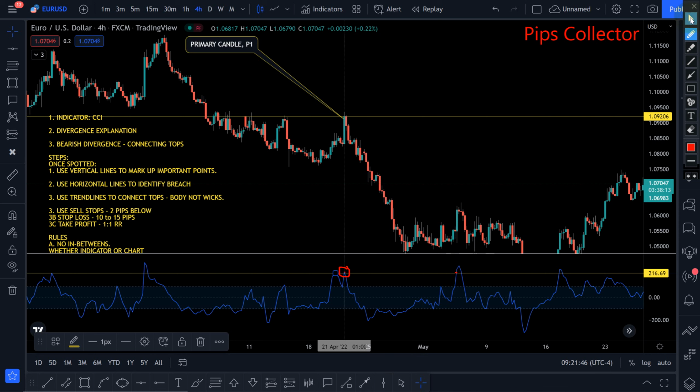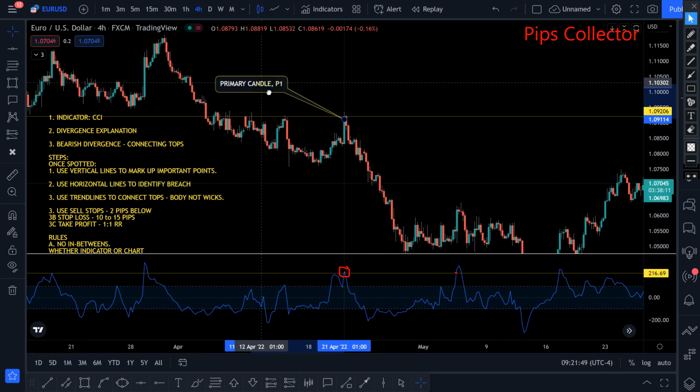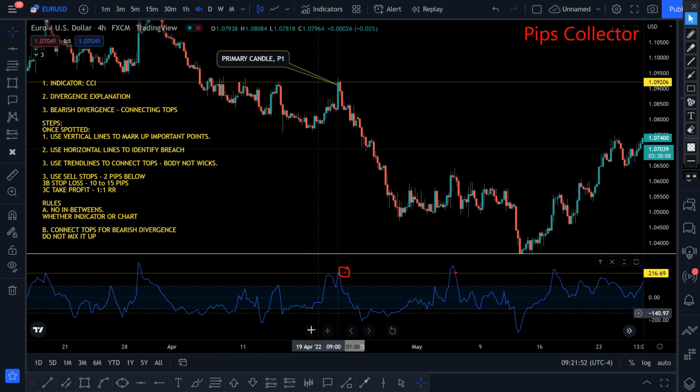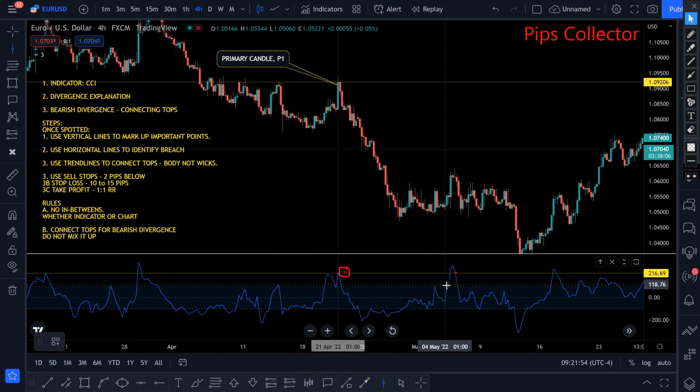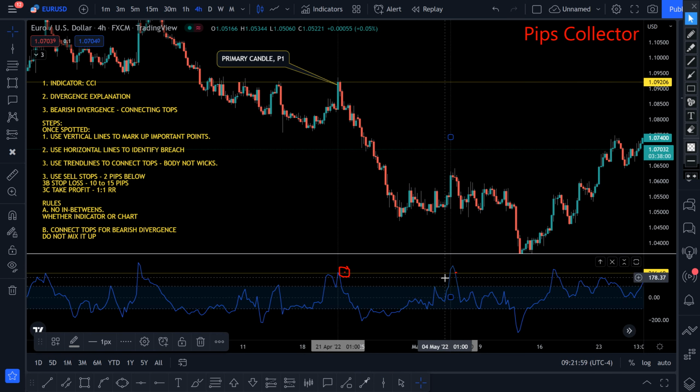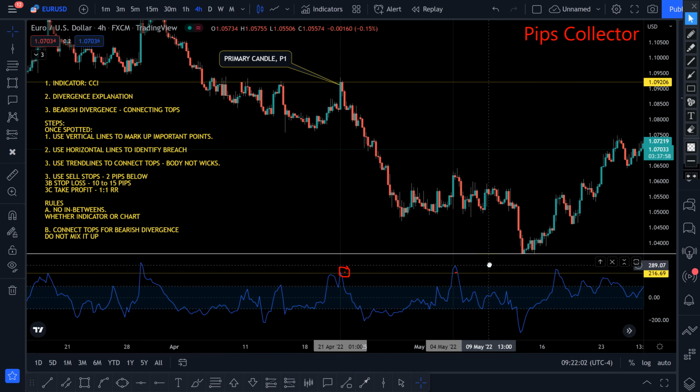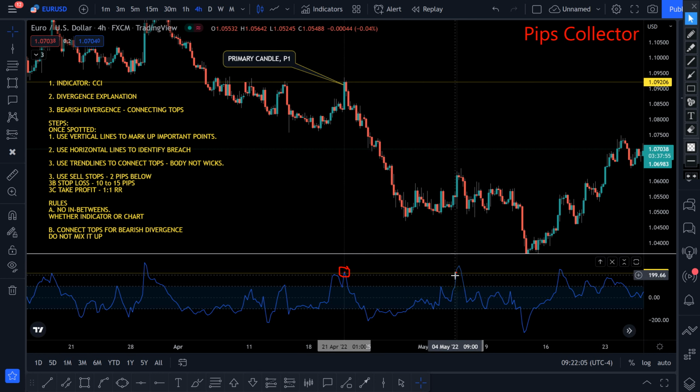So let us proceed. This is our primary candle. At this point here, when price has broken the horizontal line, if you look closely at this particular point here, it was almost looking like a sharp point. Look at it. This point was almost looking like a sharp point here.